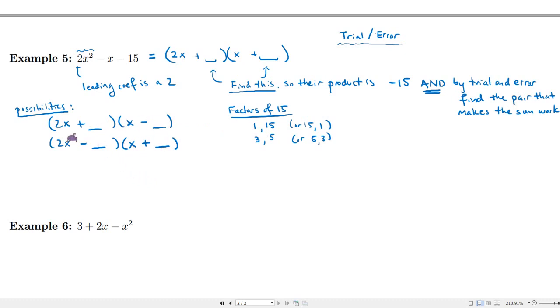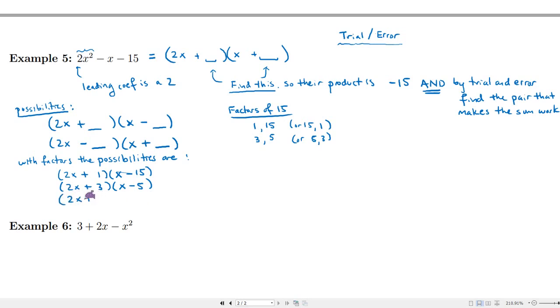Okay, so what are we getting here? With factors, the possibilities are the following. So we could have 2x plus 1, x minus 15. We could have 2x plus 3, x minus 5. We could have 2x plus 15, x minus 1. I'm just going through all these pairs that we just determined. 3x plus 5, x minus 3. Okay, and now we're just going to eliminate them one by one.